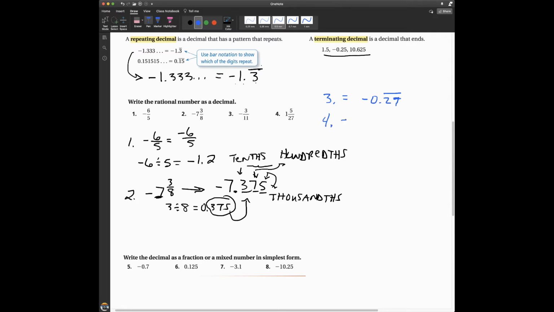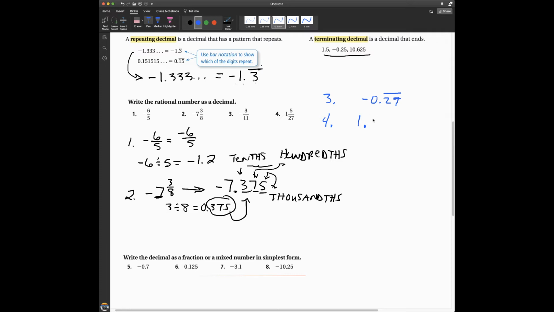And for number 4, I don't need that equal sign here. I just need to put the answer down. So this is going to be 1, and then I put the decimal, and then in my calculator I put 5 divided by 27.